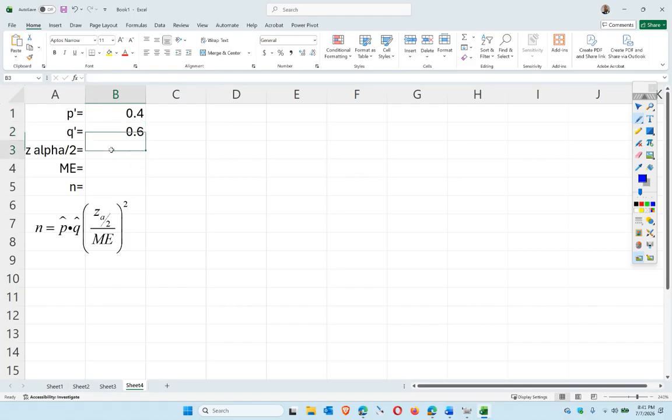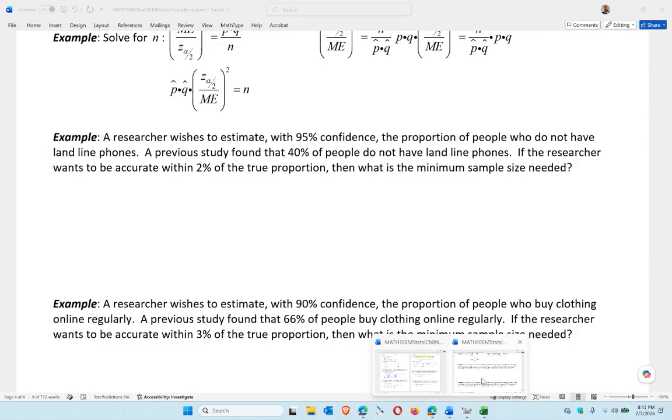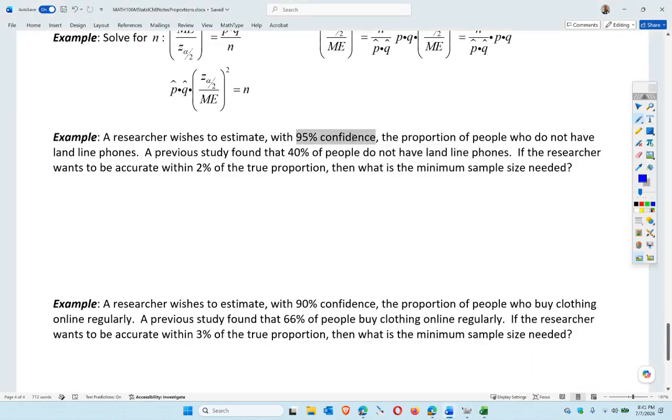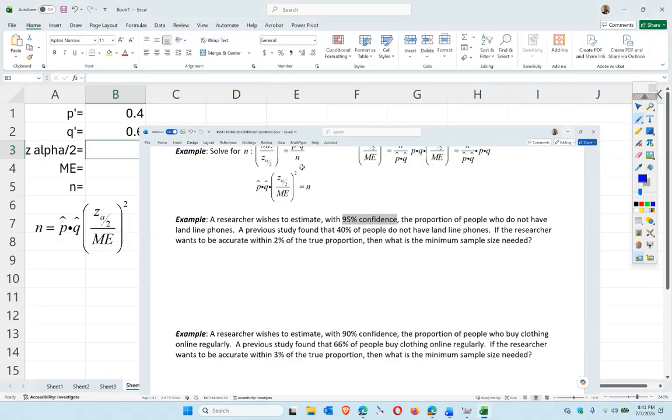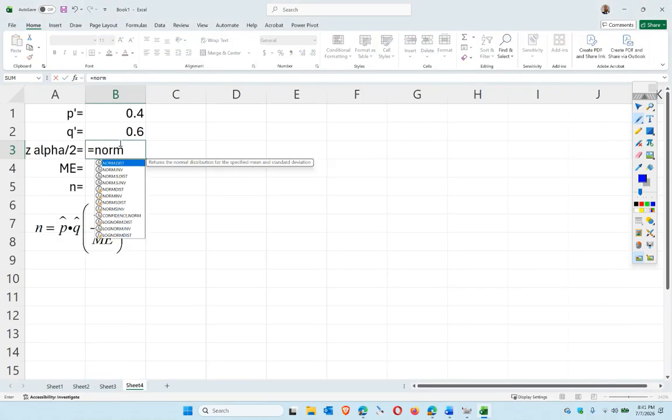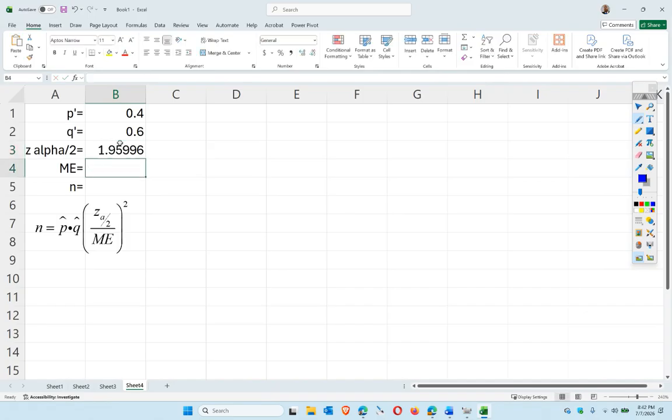So we want a 95%, I believe is what it said, right? So 95% confidence. So that means 5% alpha. So half of 5% is 2.5, right? So 95 plus 2.5 is 97.5. So normal dot inverse 0.975, comma 0, comma 1.